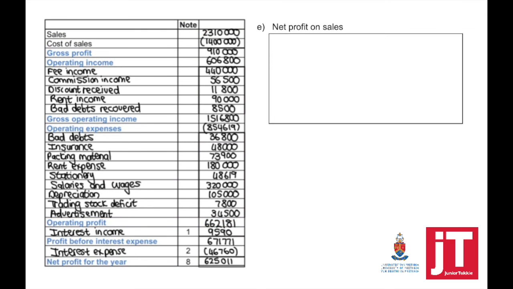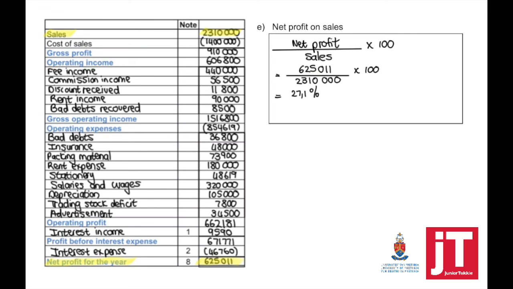Number E, the net profit on sales. So to calculate our net profit, we have to take the net profit for the year divided by the sales. That equals 27.1%. So a person can conclude from here, by looking at the operating profit and the net profit, that the cost of borrowing money did have an impact on our profitability.